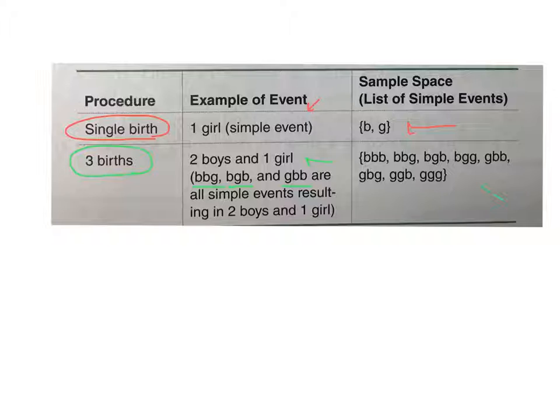Now, the sample space, these are all the different ways you can have 3 kids. You can have BBB, BBG, BGB, BGG, GBB, GBG, GGB, or GGG. 8 of them. 8 different ways you can have 3 kids. But hopefully those words make sense: procedure, an event, and the sample space.